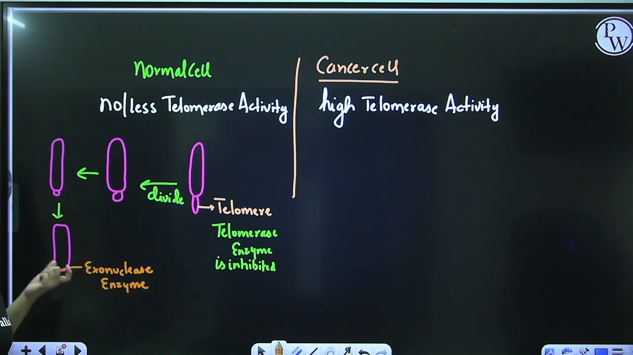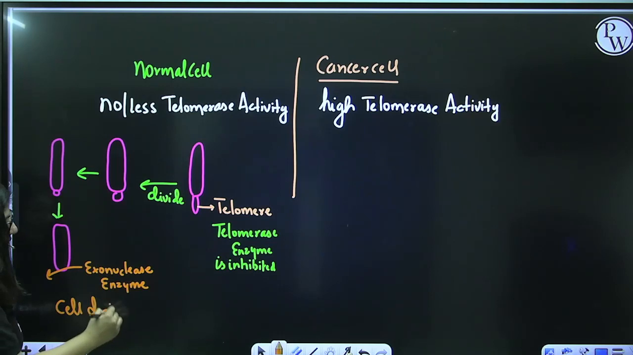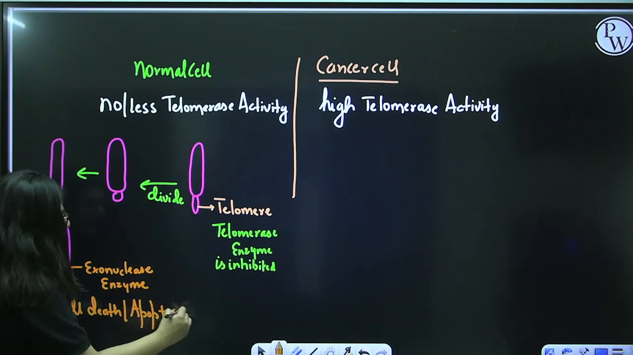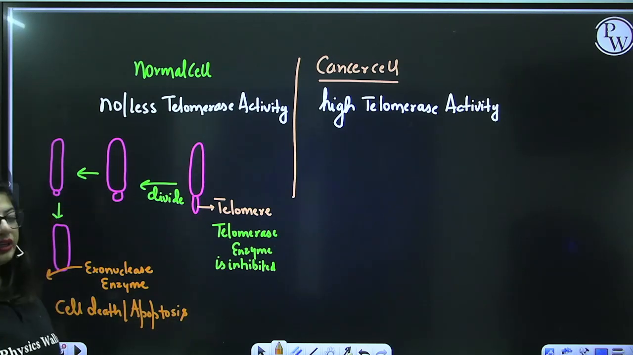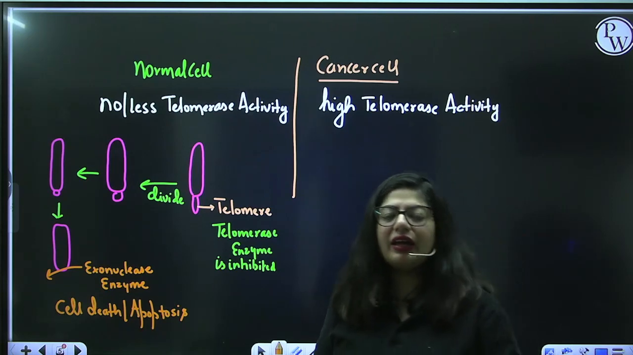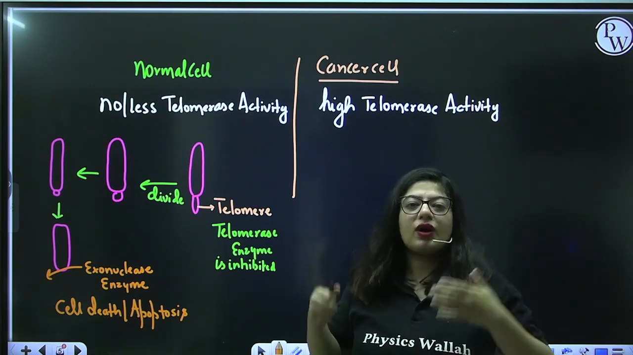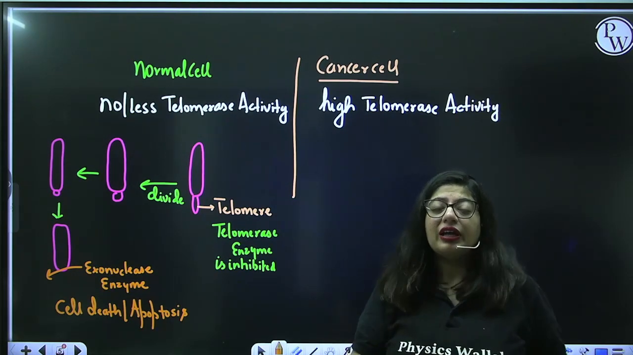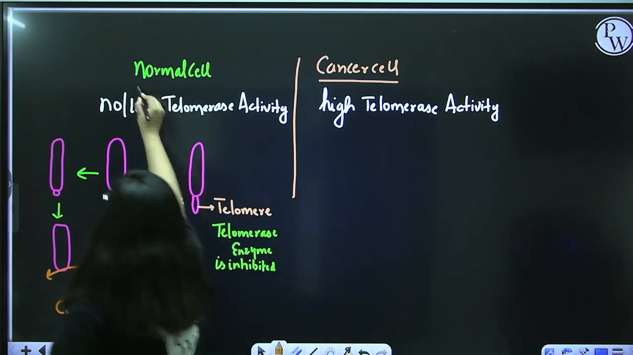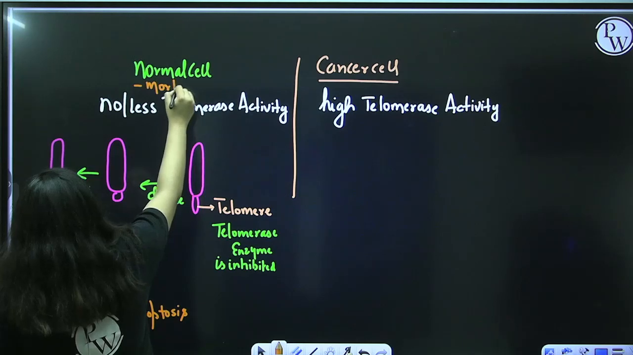Exonuclease enzyme will digest the main DNA, which will lead to cell death, also known as apoptosis. So this is how every normal cell of your body undergoes cell death, where it will die after some interval. That's why we die. That's why we are mortal. Every cell of your body is a mortal cell. The normal cells are mortal cells. That means they will die.